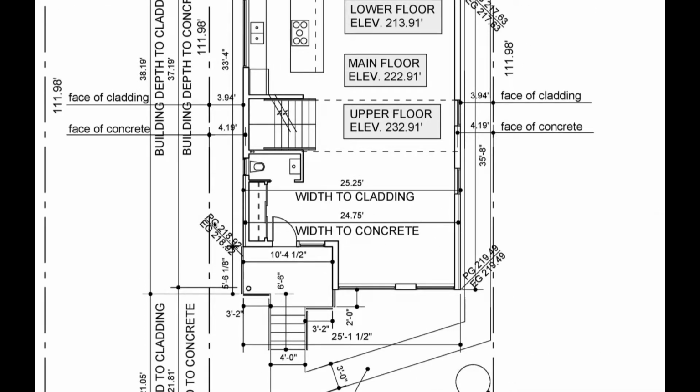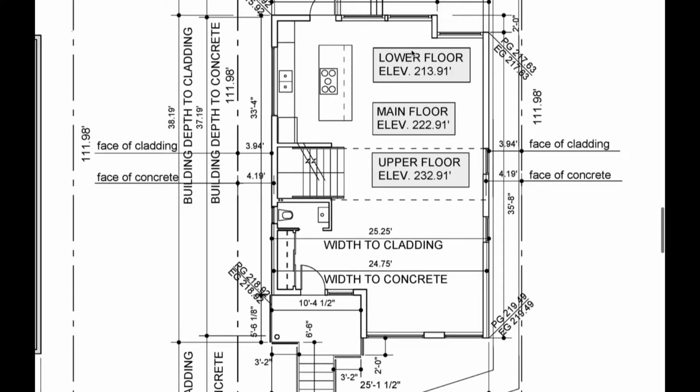Here we have, it's up on the legend, PG is the proposed grade and the existing grade, and these are all elevations. So you're going to have a benchmark that's shot somewhere on the site by a surveyor, and then you're going to base all of your elevations off of that. You have all of the heights of your floors. So your lower floor is 213.91 feet, and then your main floor is 9 feet above that, and then you're going to be another 10 feet above that. So it's good to make sure that your elevations are going to reflect what your floors are actually doing.